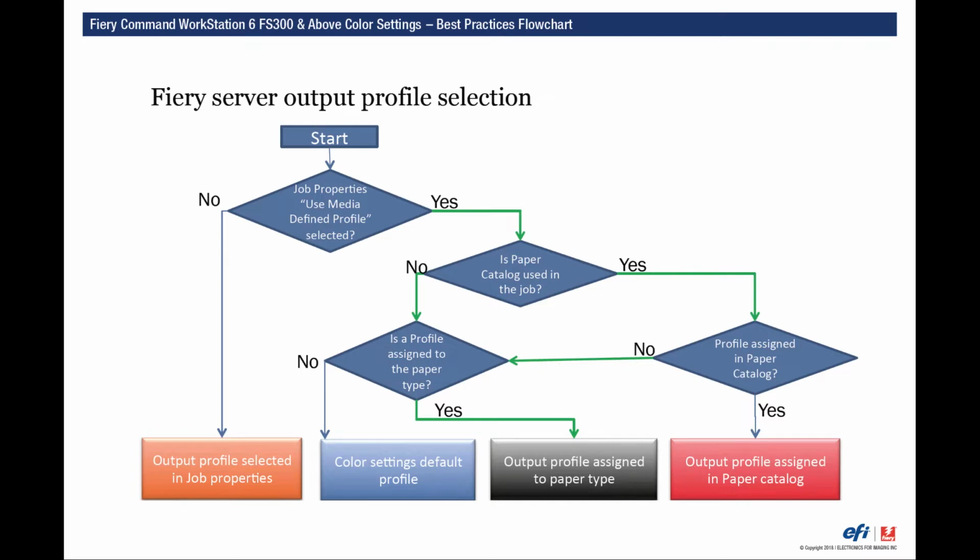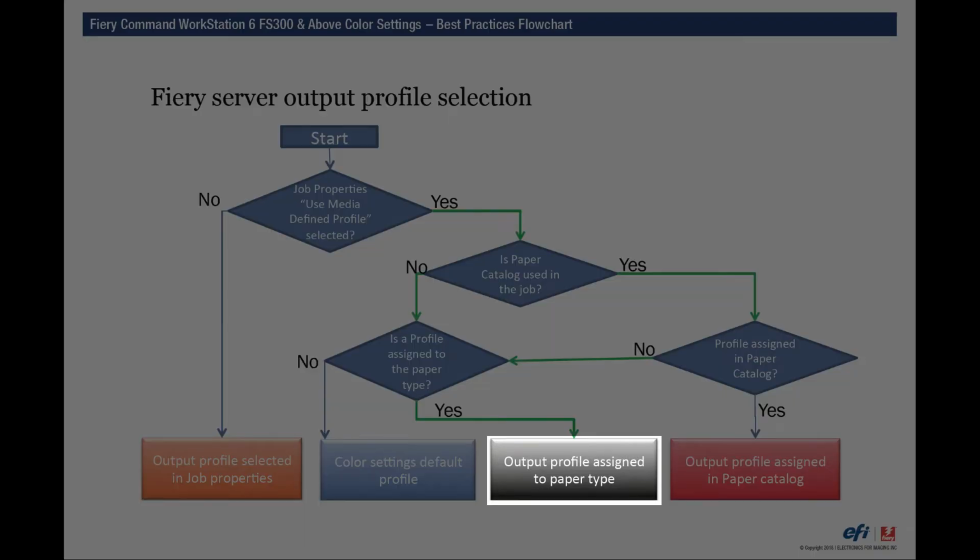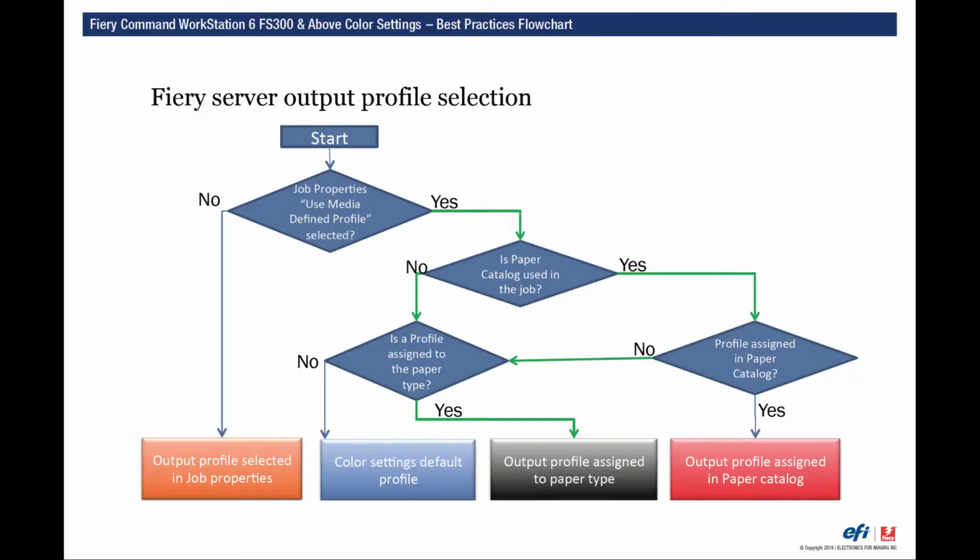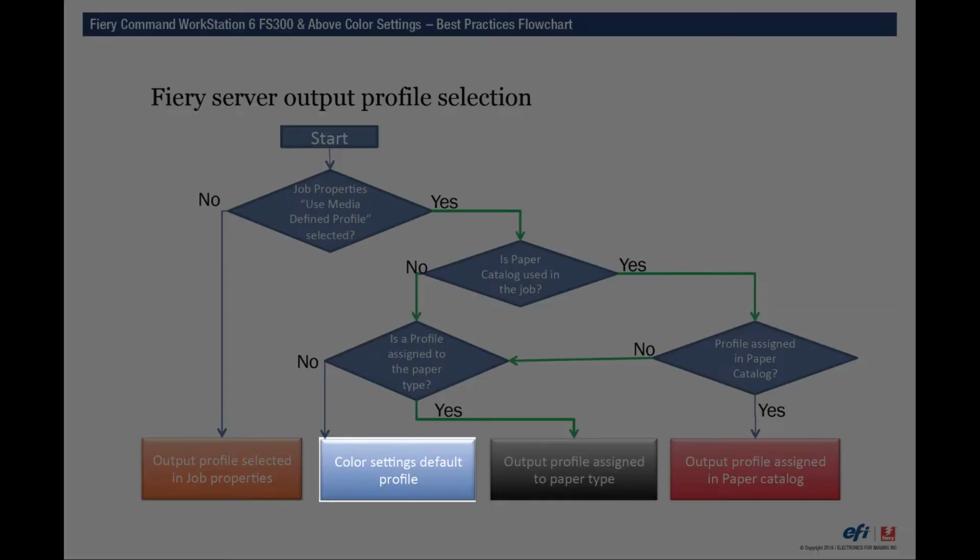If you've picked all these different things, then the paper type you've selected, which is usually coated or uncoated or plain or heavy white, can be used to select the profile if we've assigned that on the Fiery in Command Workstation. So that's the second of the best ways, where we automatically pick the output profile based on the media type. If we find there's no profile in the paper catalog and there's no profile assigned to the media type in the Device Center of Command Workstation, then we're going to use the default color profile for the server.